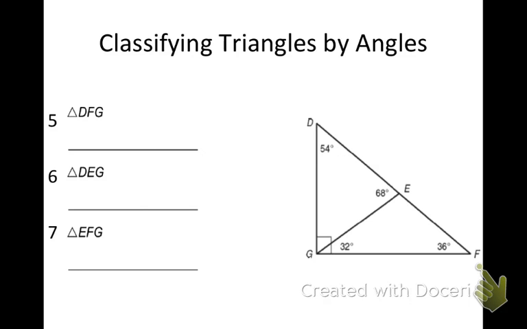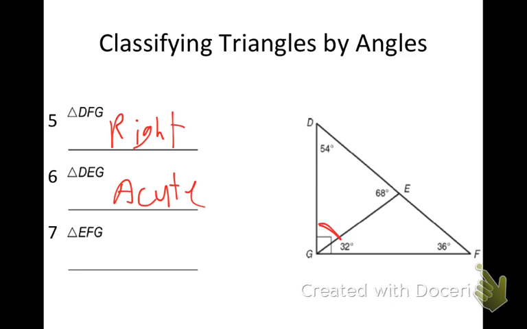Alright, let's look at this here. Number 5. I want triangle DFG. Chris, what do you think about triangle DFG? Right. That'd be a right triangle. Yep, DFG is a right triangle. So we have the right angle down there. What about triangle DEG, Quinn? Which one? DEG. So right here. Yep. That is an acute triangle. Nice job.